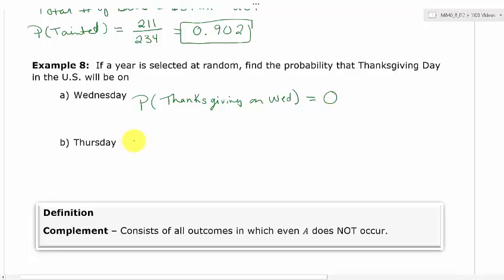The probability that Thanksgiving will be on a Thursday would be equal to 1. Thanksgiving in the U.S. is always on a Thursday. So again, we can have probabilities that are equal to 0 and that are equal to 1. We can't have probabilities that are negative, and we can't have probabilities that are larger than 1.